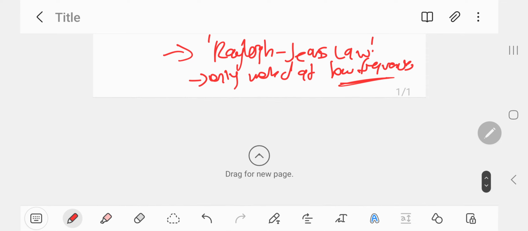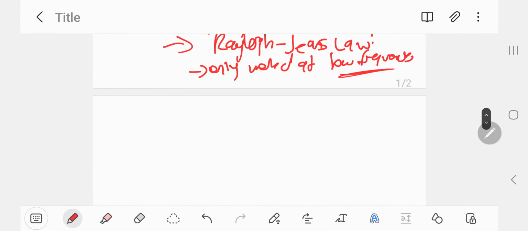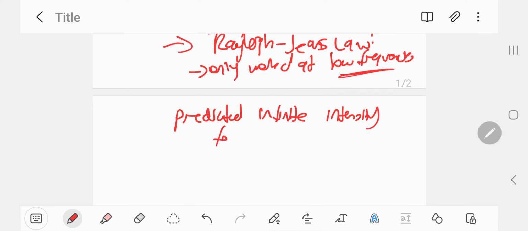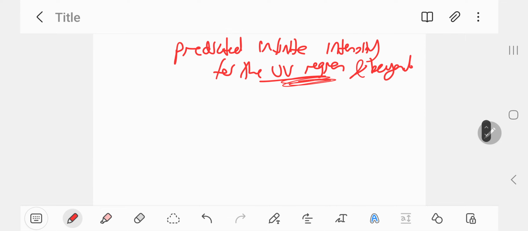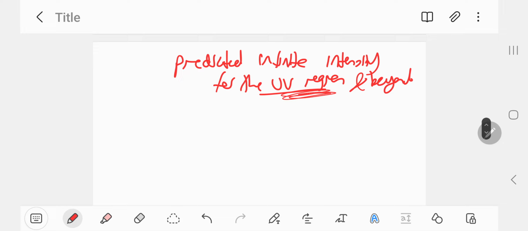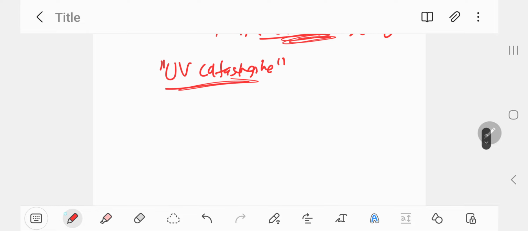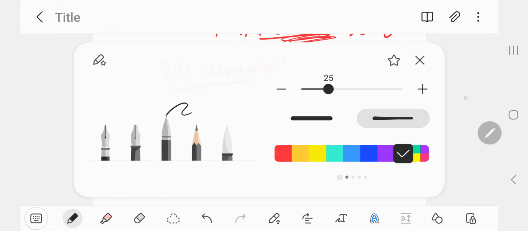And what was more shocking was that the Rayleigh-Jeans law predicted infinite intensity for the UV region of the spectrum and beyond. So it worked at low frequencies, but anything above that didn't really work. This was dubbed the ultraviolet catastrophe, the UV catastrophe. And I'll draw a nice sketch illustrating this as best I can.